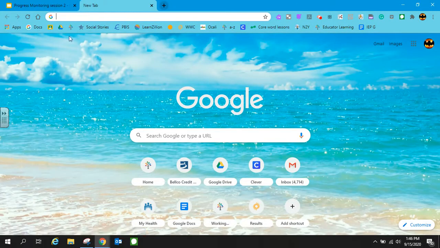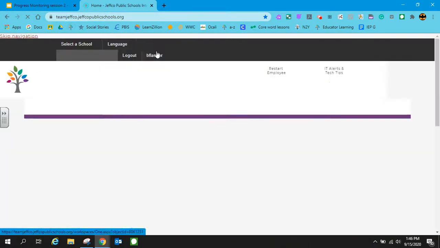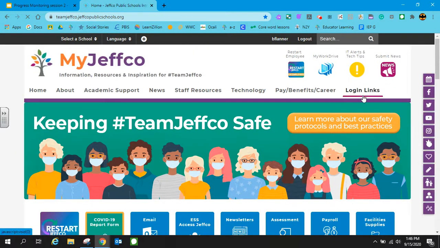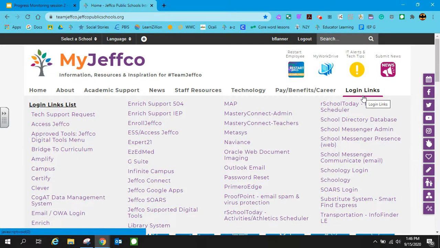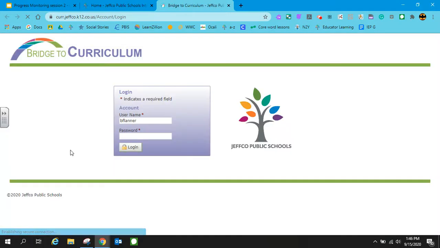So first, you need to log into Jeffco if you haven't already done that for the day, so you can get past their firewall. Then choose Login Links and Bridge to Curriculum and sign in there.